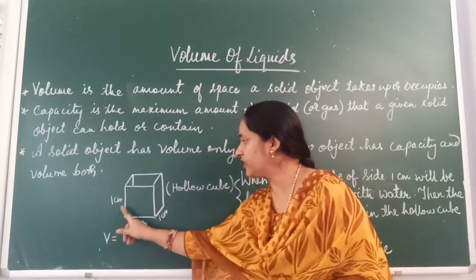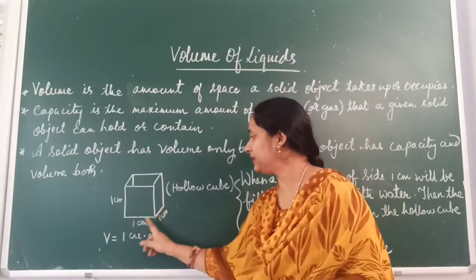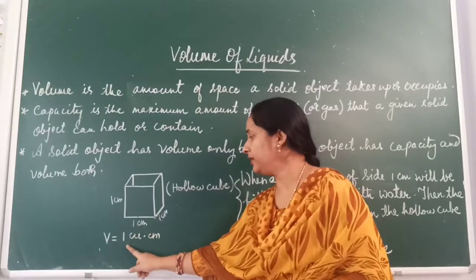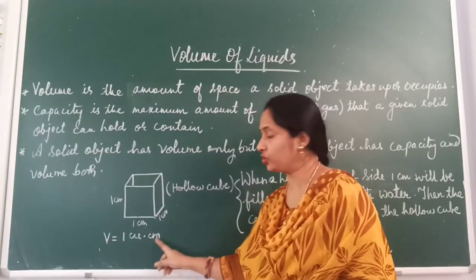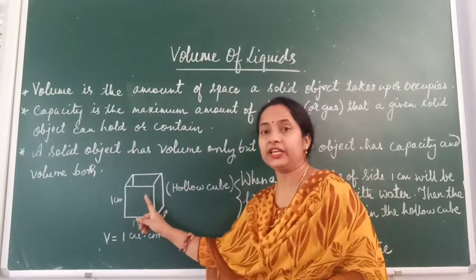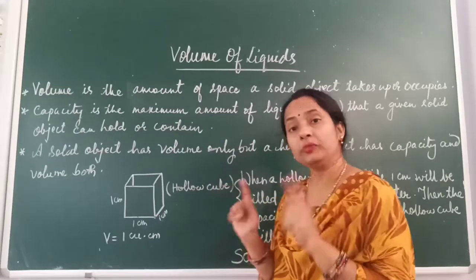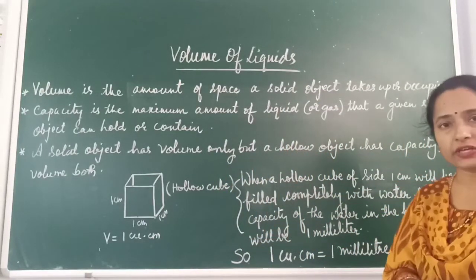We know the volume of a cube is length multiplied by breadth multiplied by height. So 1 into 1 into 1 is 1, and centimeter into centimeter into centimeter gives cubic centimeter. So this is the volume of the cube. It should be equal to how much liquid it can hold. It can hold 1 milliliter of liquid.